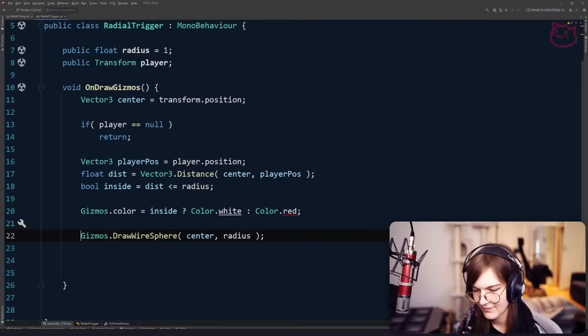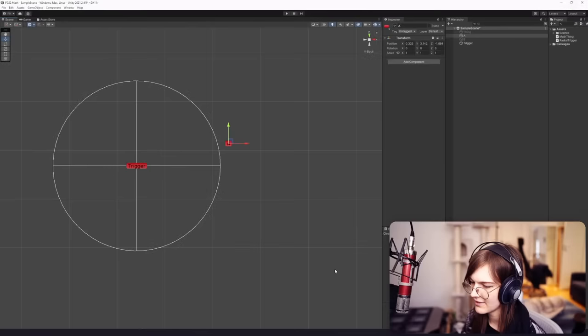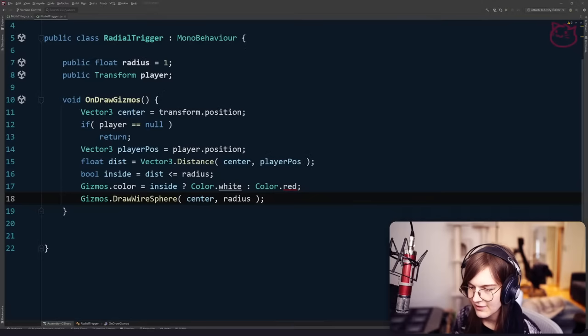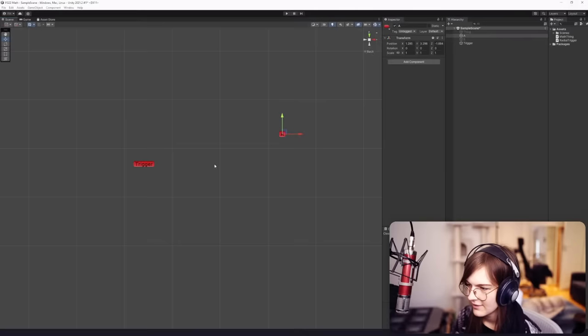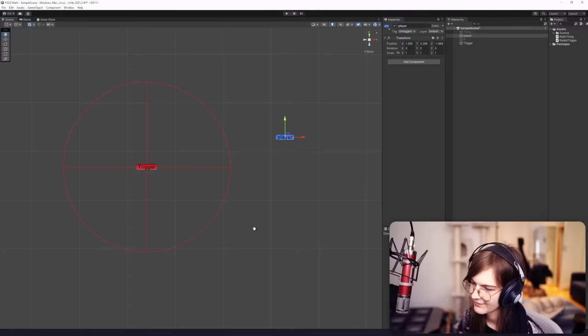Okay, and that should be it. So let's go back. It's not drawing at all. Why is it not drawing at all? Oh, because player is null. Is there a player? Player is now blue. Okay, so now it's red, and there we go.